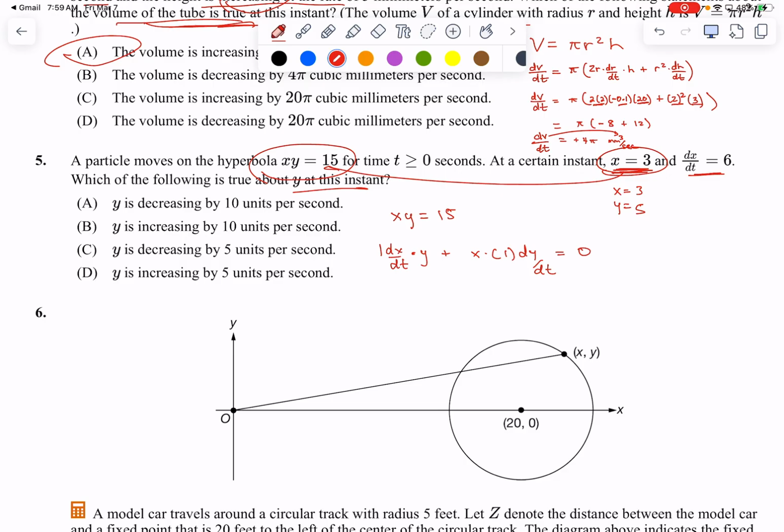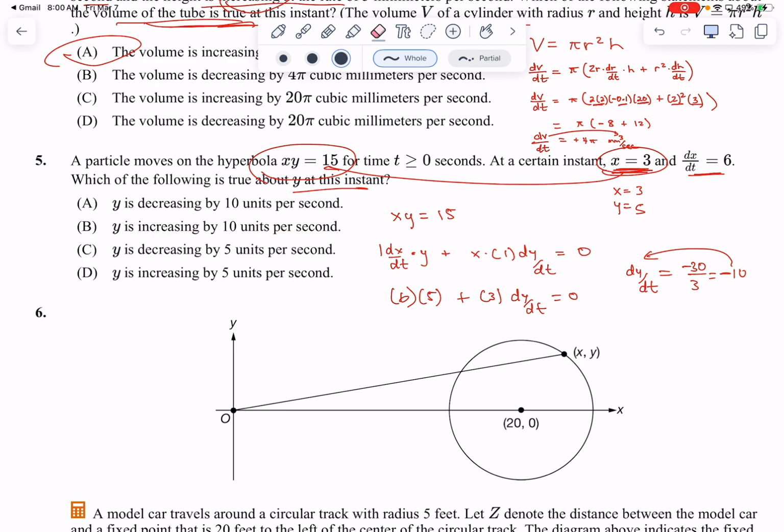Because you can just plug 3 into the original equation. So we're going to have dx/dt is 6, y is 5, plus x is 3, times dy/dt equals 0. So I'm going to end up with dy/dt equal to negative 30 over 3, which is negative 10. And this is going to be units per second. So it's negative, it's decreasing, so the answer is C. No, not 5. I just looked for decreasing. Sorry. A lot of A's.